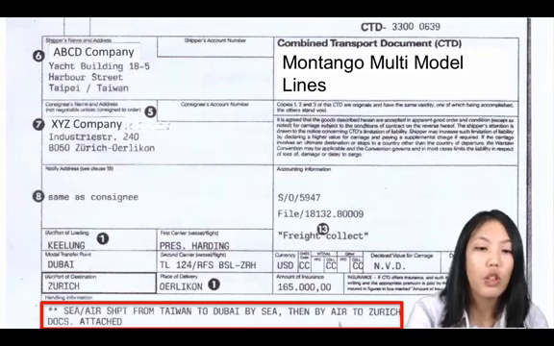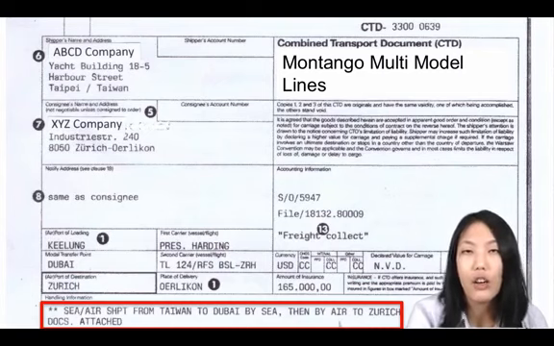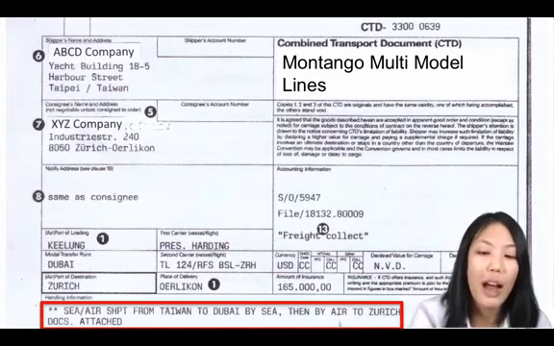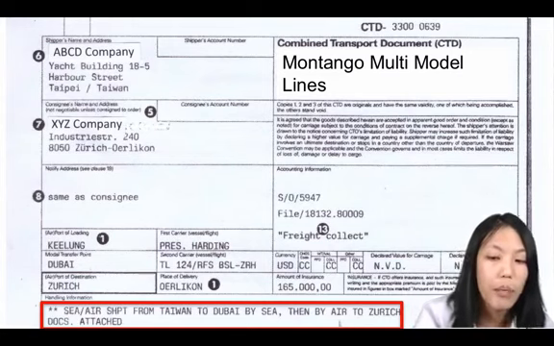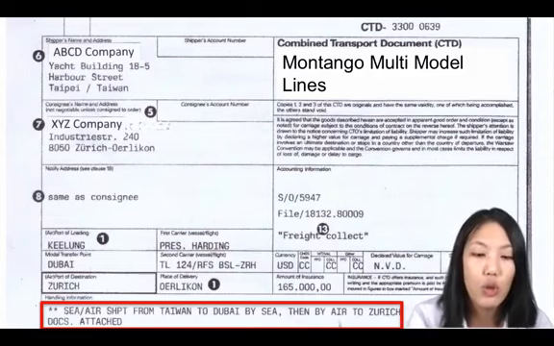The multimodal transport is identified in the red box, whereby it states that the goods are shipped from Taiwan to Dubai by sea and then by air freight to Zurich.